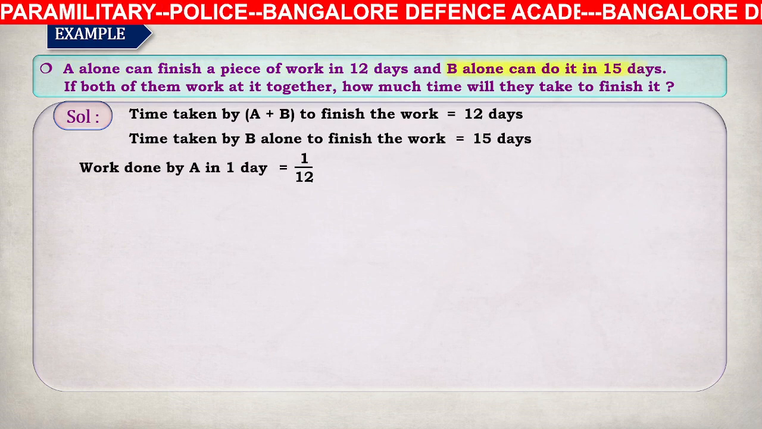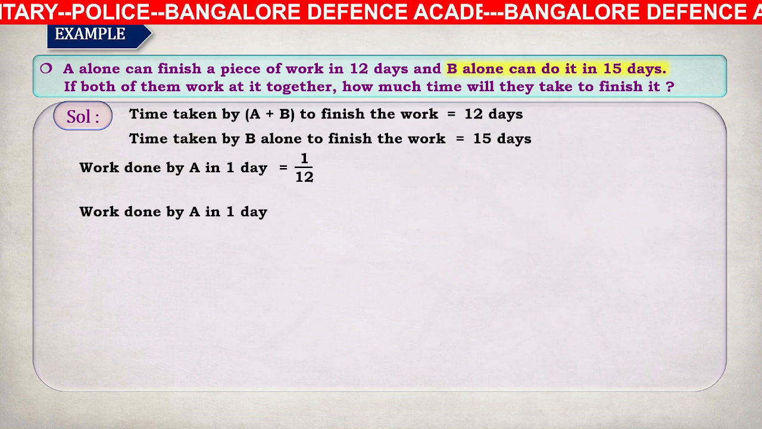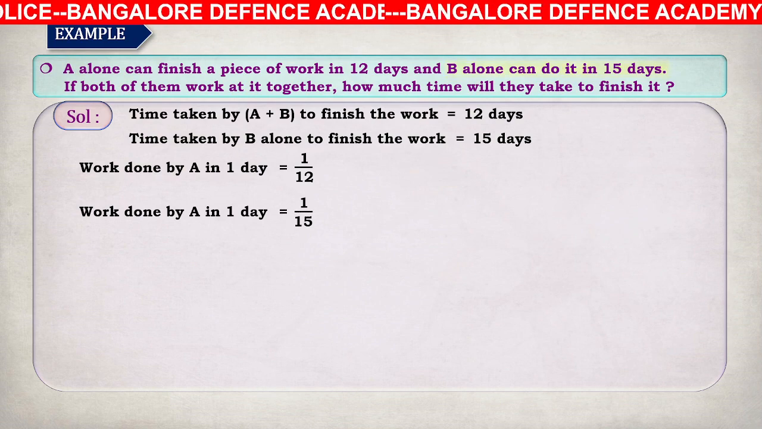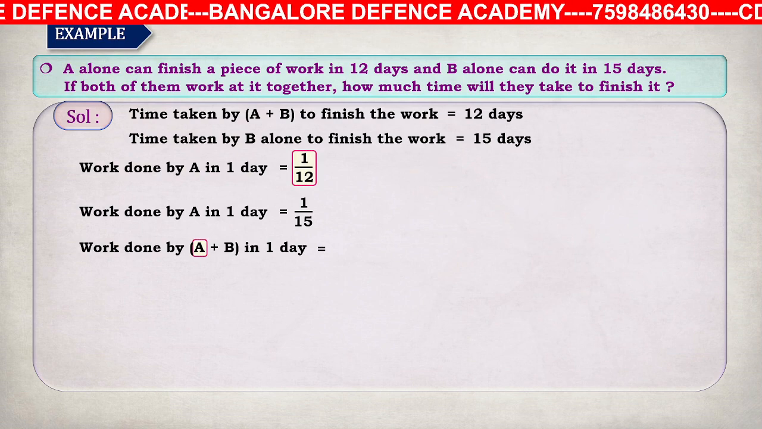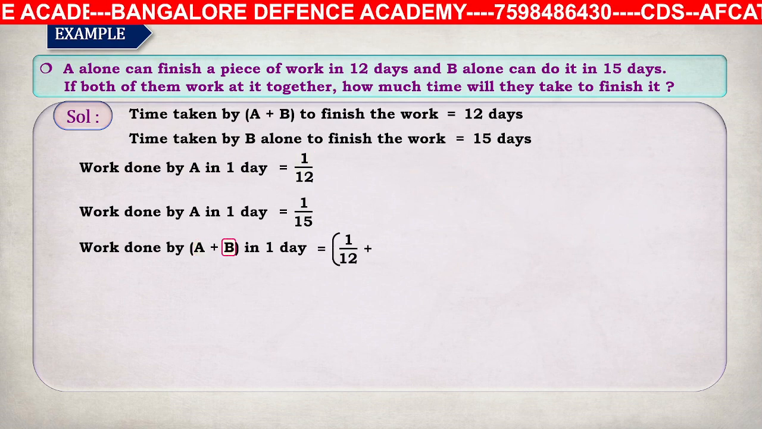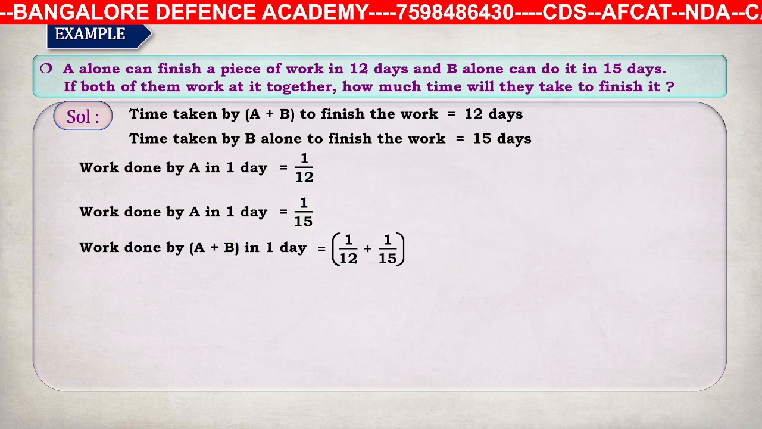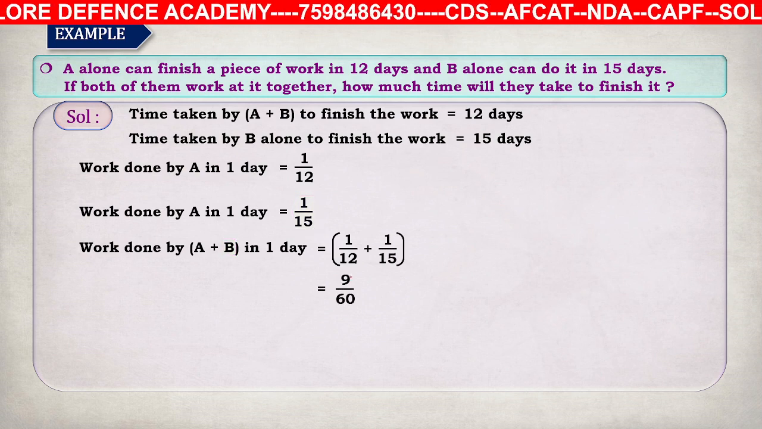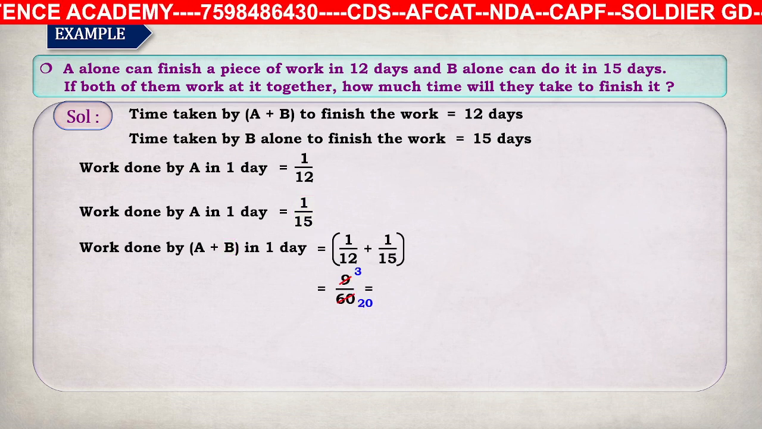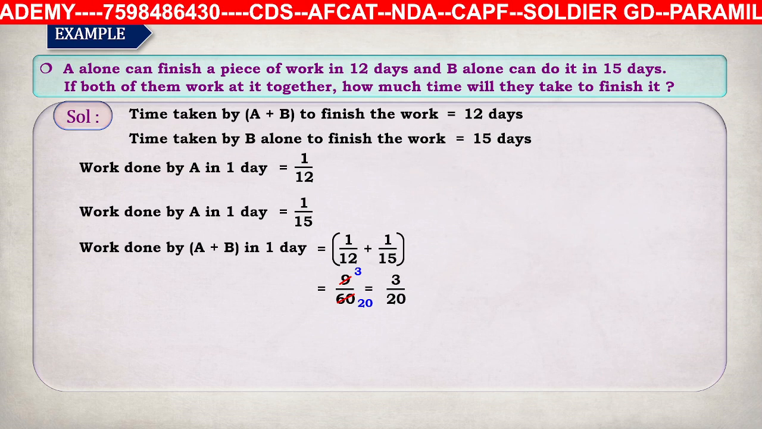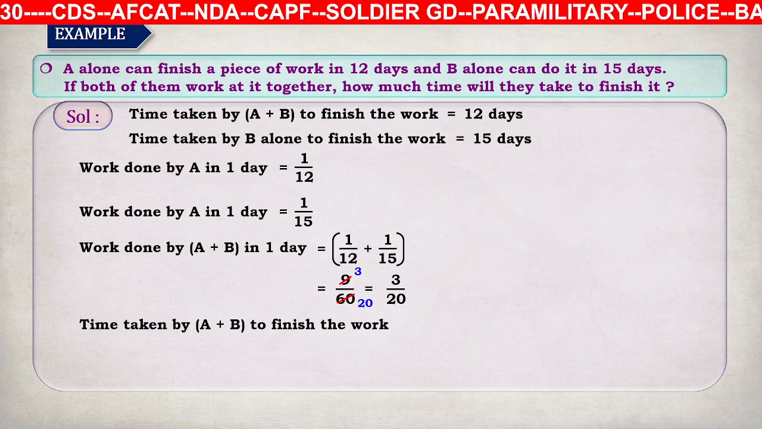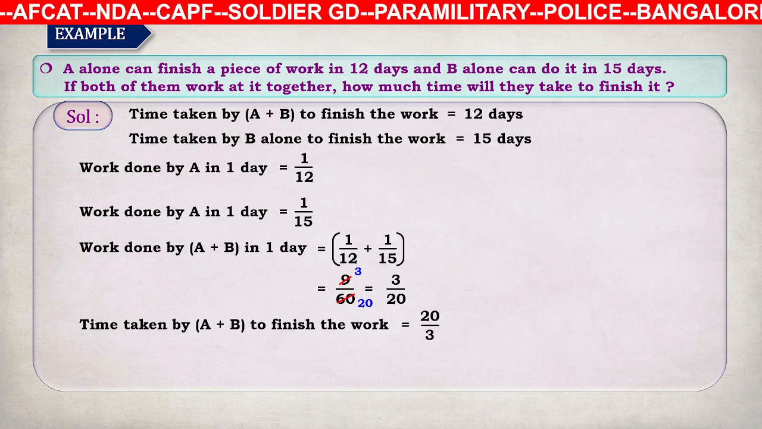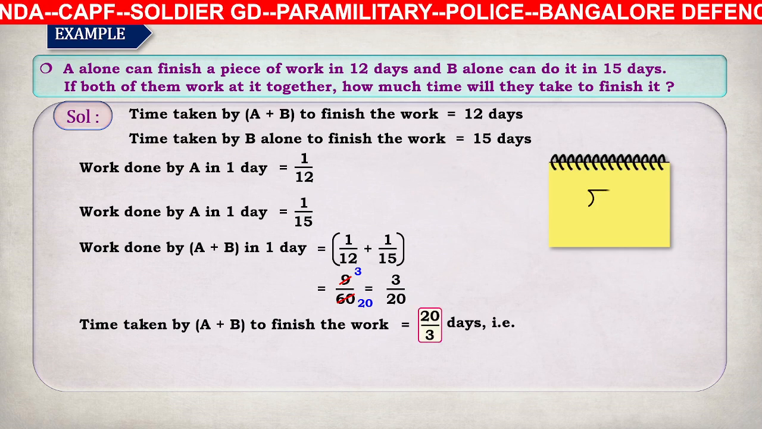Work done by A in one day is 1 by 12. Work done by B is 1 by 15. So work done by A and B in one day together, if they start doing the work, can I add this? 1 by 12 plus 1 by 15. If I take the LCM and solve the problem, I get the answer as 3 by 20. Now, if I take the reciprocal of this, the time taken by A and B to finish the work will be 20 by 3 days. So this is the answer.